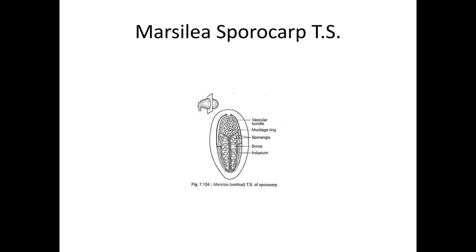This section shows only the single sporangia, because the section goes through only that particular angle, so megasporangia are generally seen. Then see within this diagram, Marsilia vertical section TS of sporocarp, it generally shows the mucilage ring, then the sporangia, sorus and indusium. Thank you, and that's all.